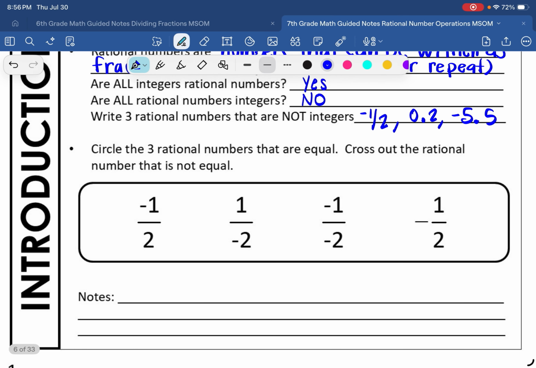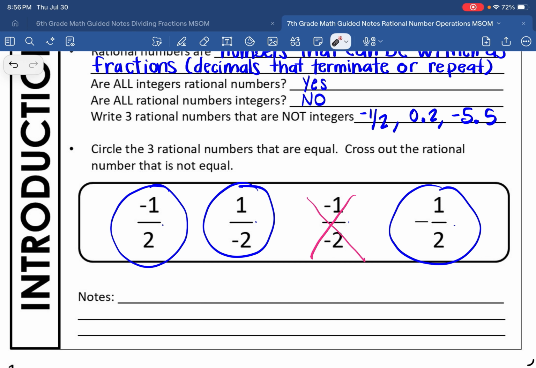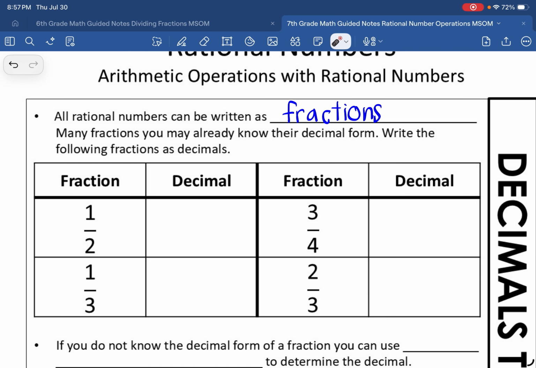Circle the 3 rational numbers that are equal. Cross out the rational number that is not equal. So this is negative 1/2, 1 divided by negative 2, negative 1 over negative 2, and negative 1/2. These are all negative 1/2. Negative 1 divided by negative 2, or negative 1 over negative 2, that actually will simplify to a positive 1/2. So it doesn't matter where your negative sign is, numerator, denominator, or out in front, it will mean the same thing. All rational numbers can be written as fractions.